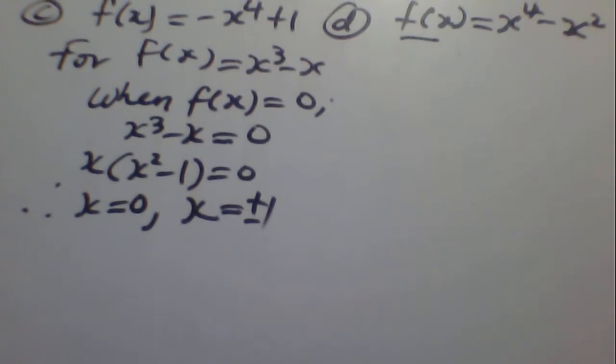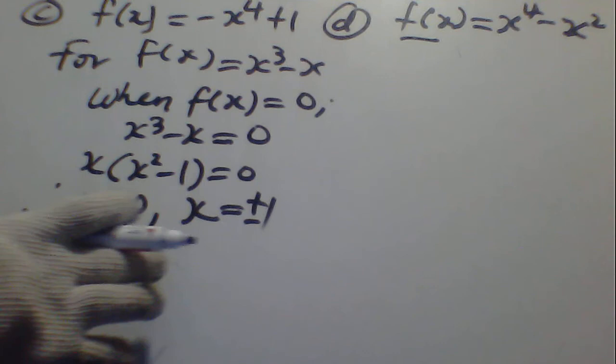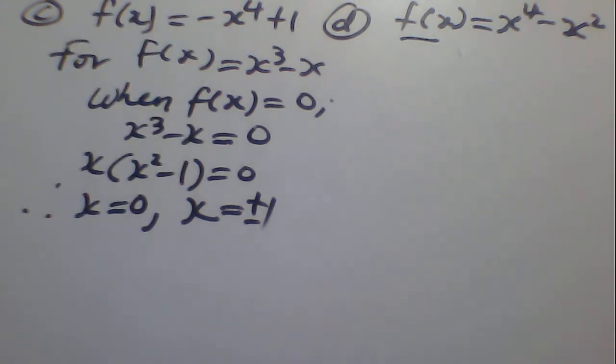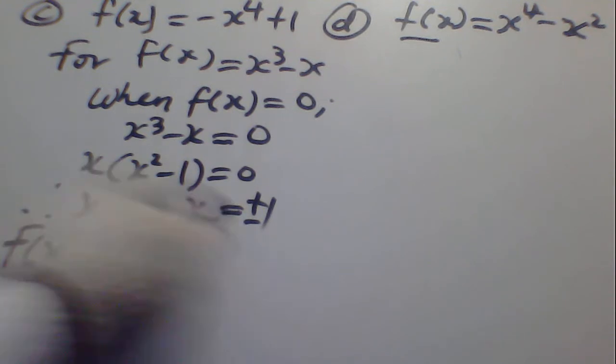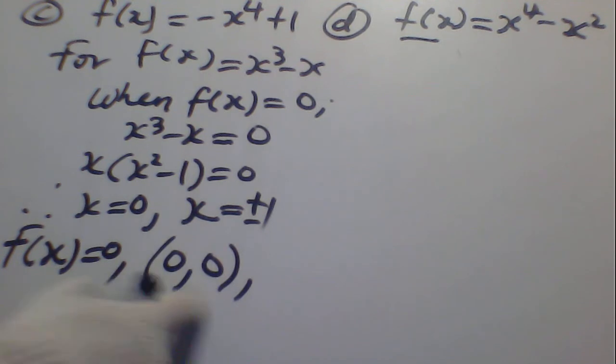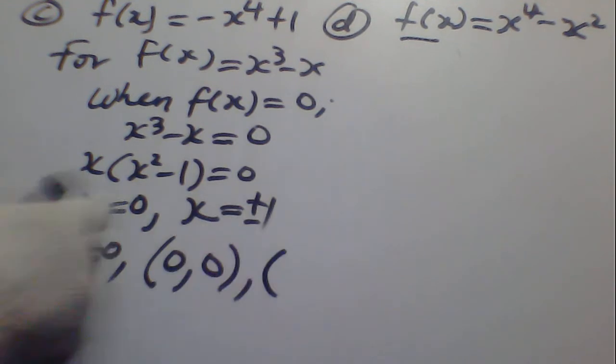Having found the x-intercepts of the function, that is, where the function intersects the x axis of the graph, we now know that when the function equals 0, this gives us these values of x. At this point the curve crosses the x axis.